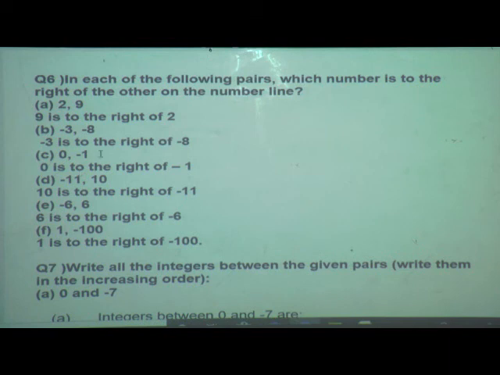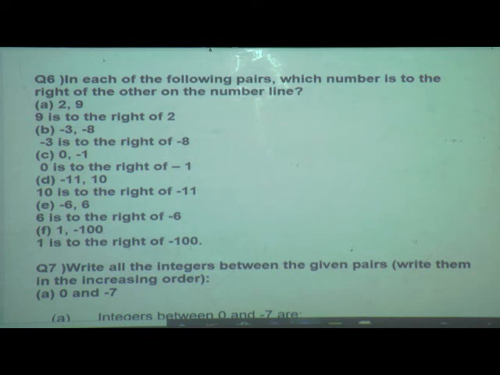0 and minus 1. So 0 is to the right of minus 1. Then minus 11 and 10. 10 is to the right of minus 11. Minus 6 and 6. 6 is to the right of minus 6. 1 and minus 100. 1 is to the right of minus 100.